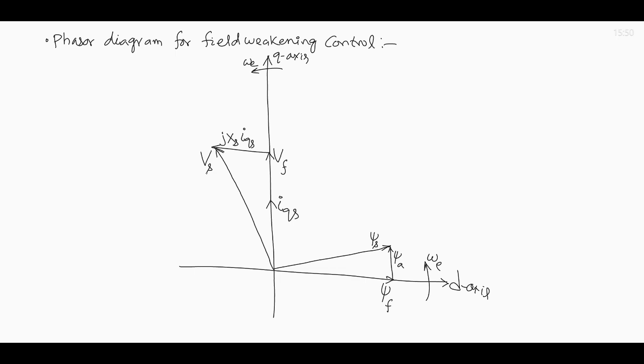For field weakening control, the stator current, that is I s hat, all the time is square root of I d s square plus I q s square. So, that is kept constant, stator current is kept constant. So, for constant torque control, I d s is 0 and I q s is the maximum stator current, and for field weakening control there has to be a demagnetizing current.